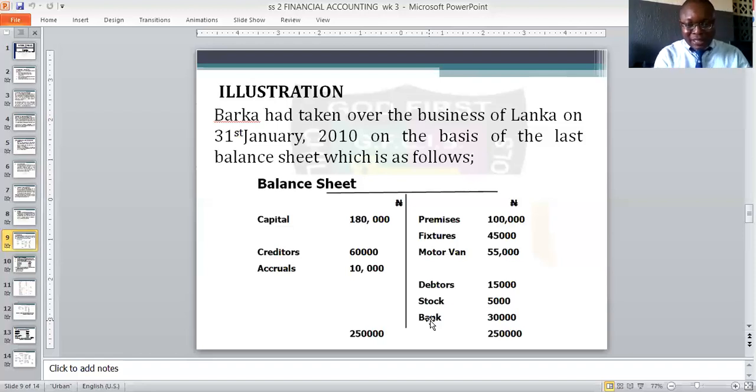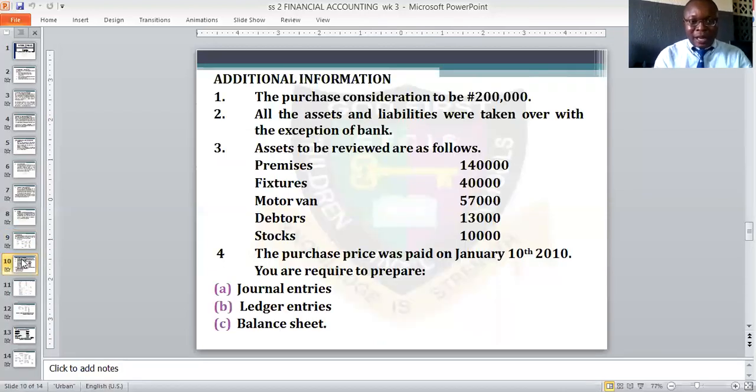We have the current liabilities there. We have the creditors 10,000. We have the creditors 60,000 and accrued is 10,000 naira. So by the time we subtract it from 250,000 naira, we are going to get the capital of 180,000 naira. The next one: we are also given additional information here. The purchase consideration is to be 200,000 naira. That is the amount at which the buyer purchased the company.